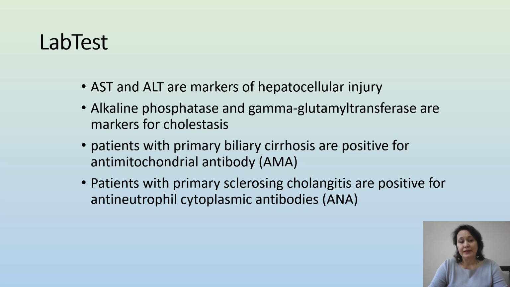It is necessary to note that increased levels of AST and ALT are a marker of hepatocellular injury and inflammation. Increased ALT and AST occur in patients with hepatitis, inflammation. Increased alkaline phosphatase and gamma-glutamyl transferase are markers for cholestasis and cholestatic liver diseases. A patient with increased anti-mitochondrial antibody can have primary biliary cirrhosis. A patient with elevated anti-neutrophil cytoplasmic antibodies can have primary sclerosing cholangitis.